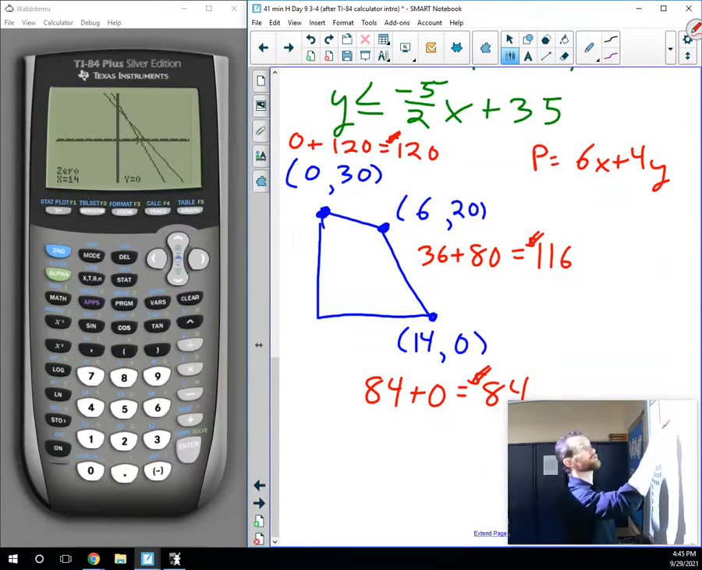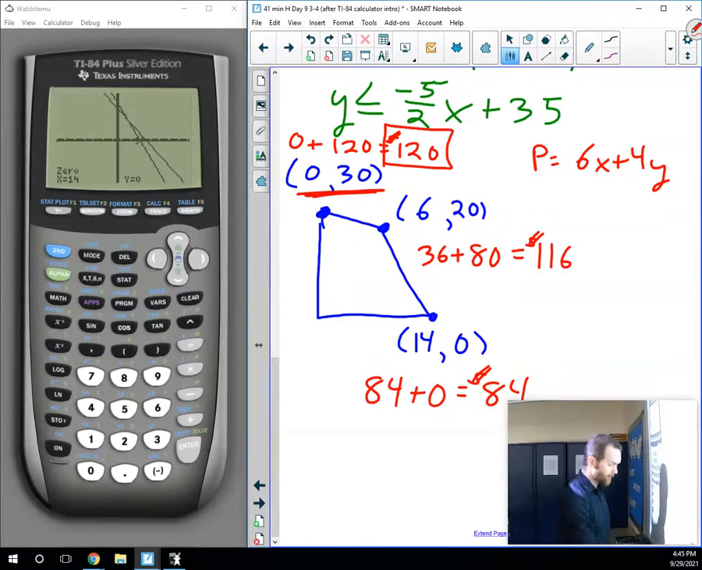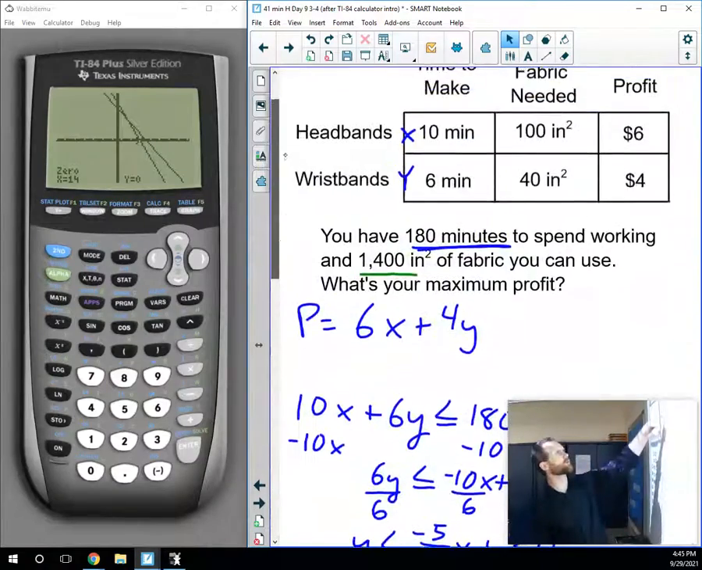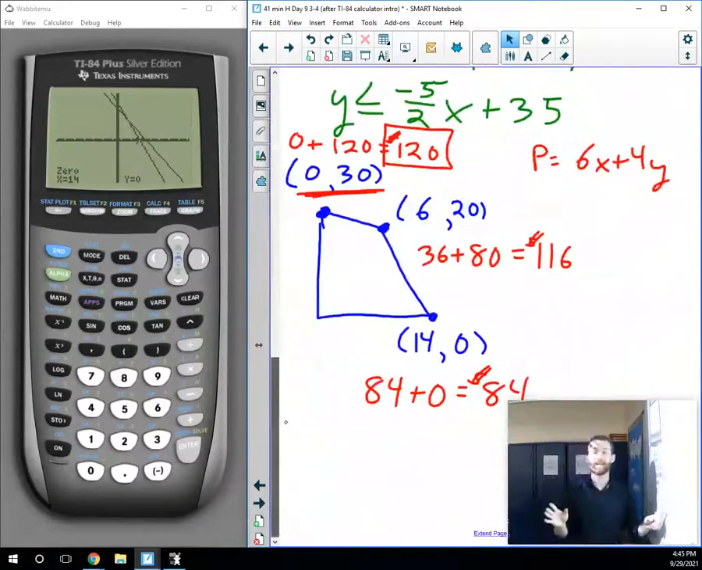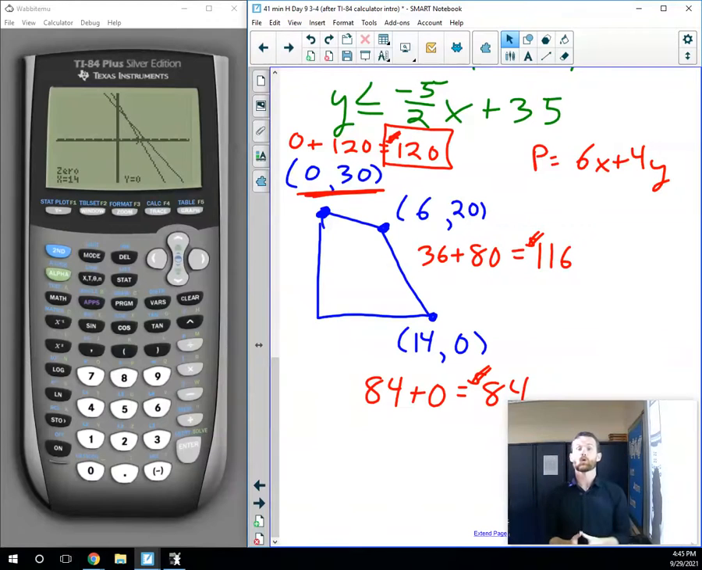It's this one right here. $120 is our maximum profit using 0, 30. So basically, to make the most amount of profit here, Y was the wristbands. Yeah, so we don't want to make any headbands. We want to go all in, make as many wristbands as we can, given our constraints.